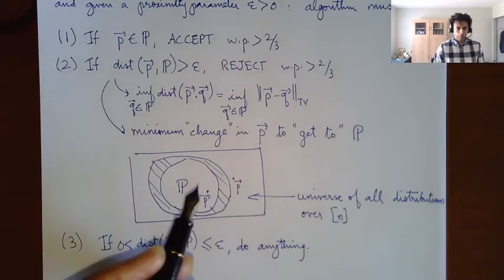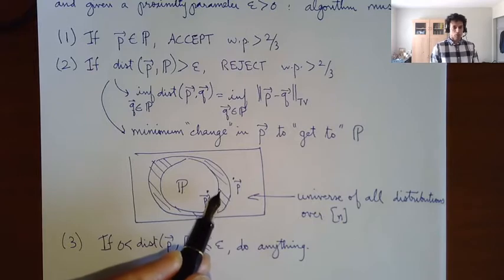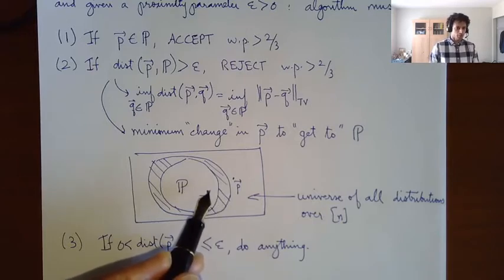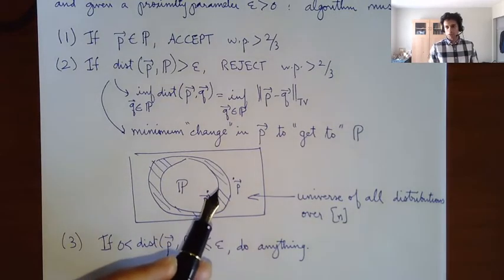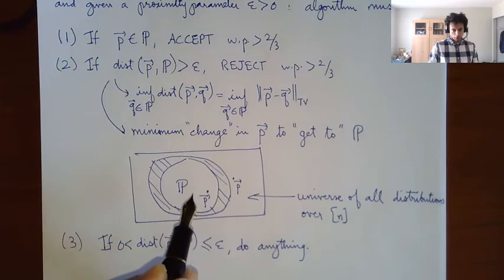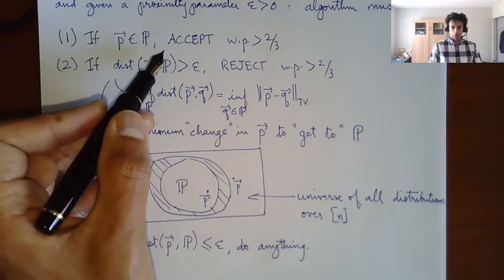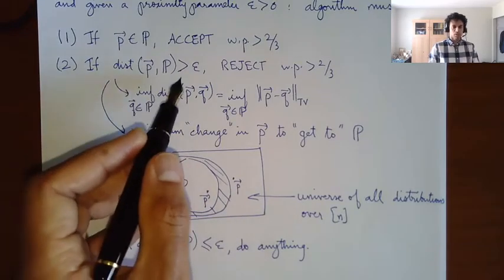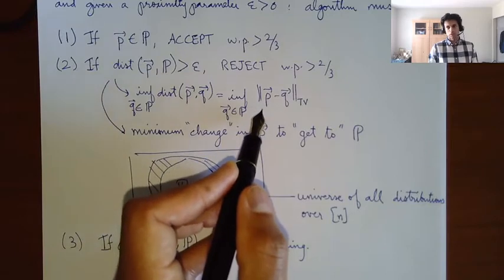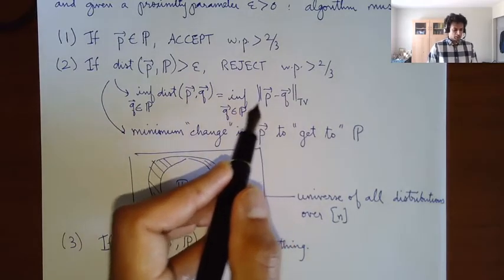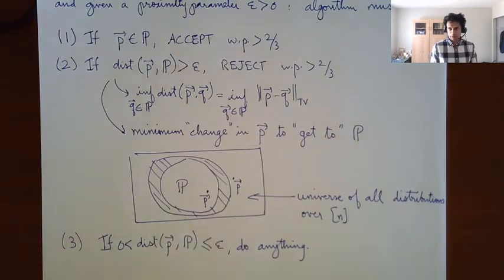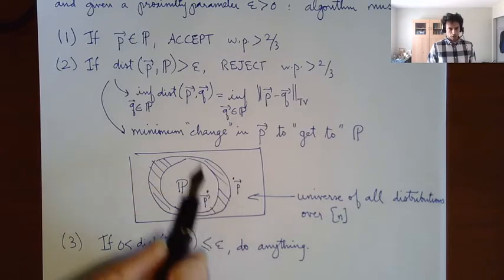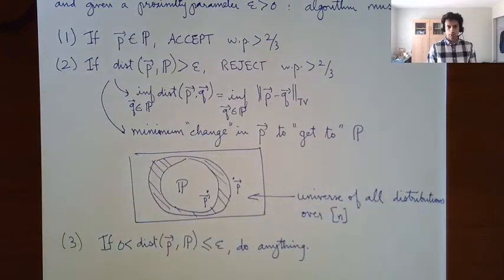So if you have a distribution that is fairly close to having the property, you're allowed to say yes, accept, or reject. But if your distribution has the property, the algorithm must accept with high probability. If it is sufficiently far from having the property, which means that the distance is more than epsilon, where the distance we will measure in terms of the infimum of the total variation, and I use the infimum here because this is an infinite set. And if the distance is at least epsilon, then we must reject with high probability.